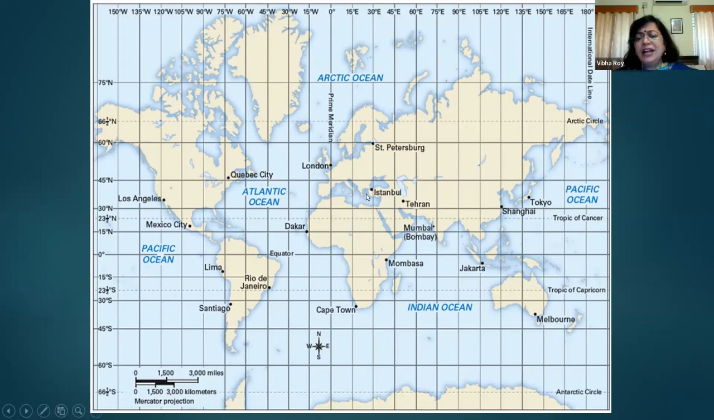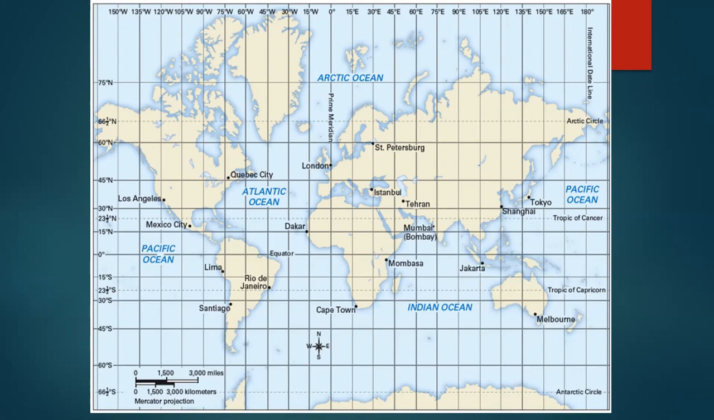5 hours 30 minutes. So we are 5 hours 30 minutes ahead of Greenwich, correct. So if it is 12 noon in Greenwich, it will be 5:30 PM in India. Yes, 5:30 PM, right.